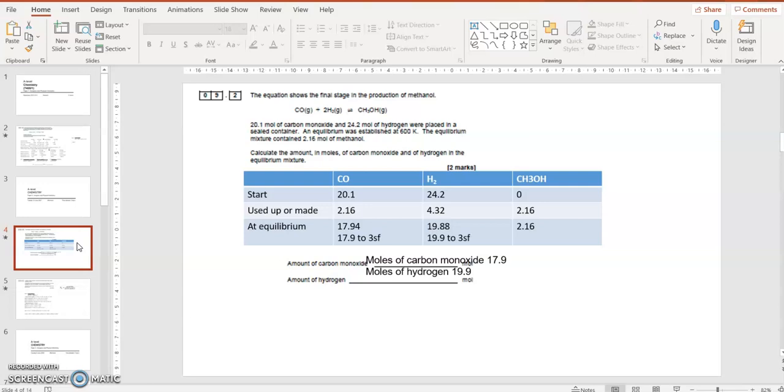20.1 of carbon monoxide at the beginning, 2.16 used up. 17.94, but I've put it to 3 significant figures because all the data in the questions is 3 significant figures, 17.9. Hydrogen 24.2, 4.32 used up. 19.88 or 19.9 to 3 significant figures, and the methanol is easy, we've just made 2.16, it tells you that in the question. Moles of carbon monoxide 17.9, moles of hydrogen 19.9.